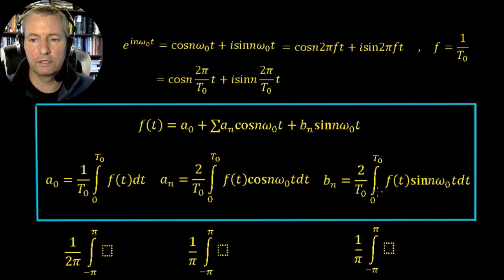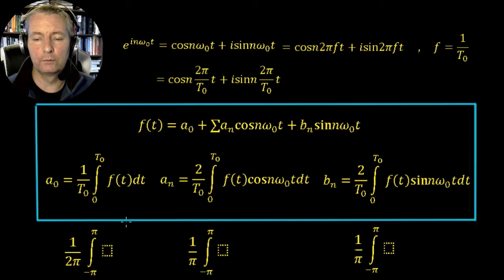So that's how these change, and that's how we get this form of the Fourier series, which you're probably used to seeing if you're doing any electrical engineering. So we'll go ahead and do an example of the Fourier series using this form here.